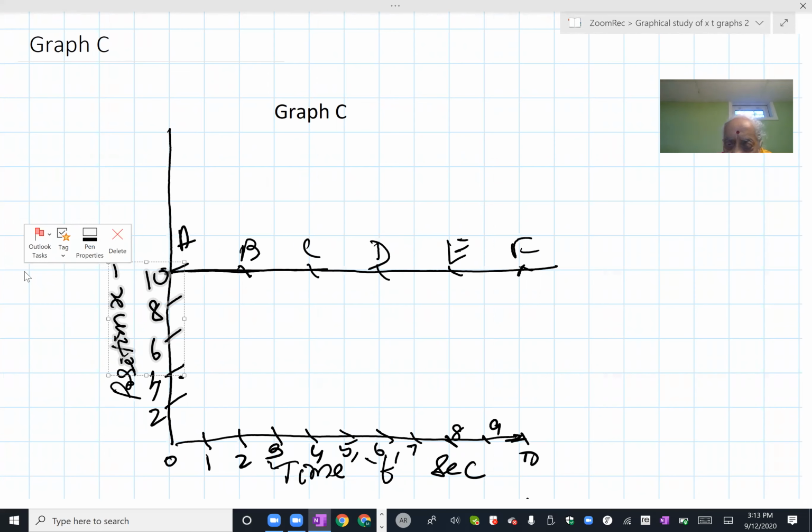No matter what time you take, the position remains the same. When will the body's position remain the same? The body's position will remain the same when it is at rest and not moving at all. So this is a case of the body being at rest, where velocity is 0, much less said about the acceleration. Acceleration is surely 0. And if you find YA, YB, YC, YD, YE, YF, all of them are 10 meters.